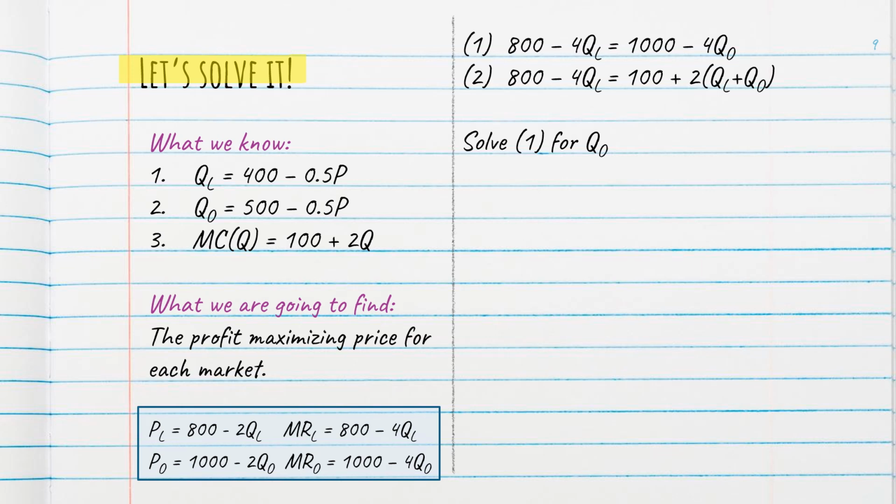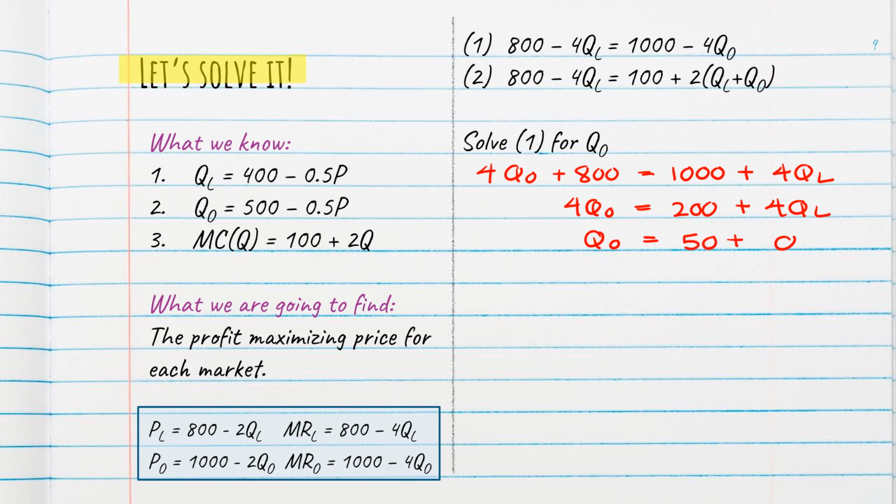So I'm going to rewrite equation 1 as 4QO plus 800 is equal to 1000 plus 4QL. Now I'm looking for QO, so I'm going to subtract 800 from both sides. So I have 4QO is equal to 200 plus 4QL. And now I divide both sides by 4, and I get that QO is equal to 50 plus QL. And we can call that equation 3. So this must be true in order to meet that optimality condition.